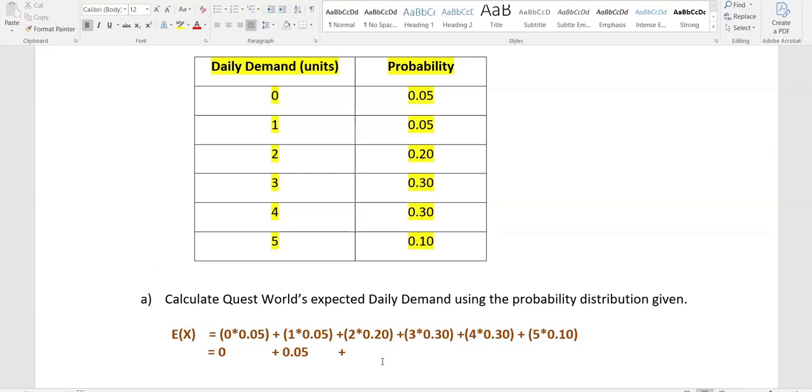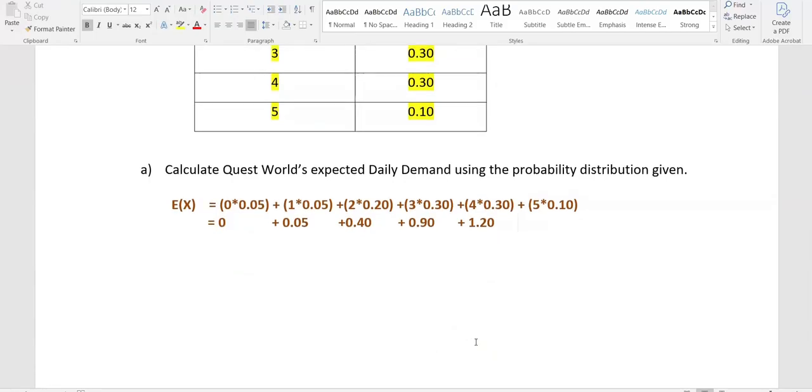Now, 2 multiplied by 0.20 is what? 0.40. 3 multiplied by 0.30 is what? 0.90. 4 multiplied by 0.30 is what? 1.20. 5 multiplied by 0.1 is what? 0.5. Put in your plus sign, sir.